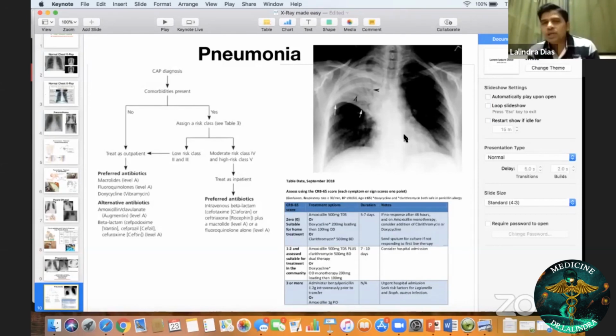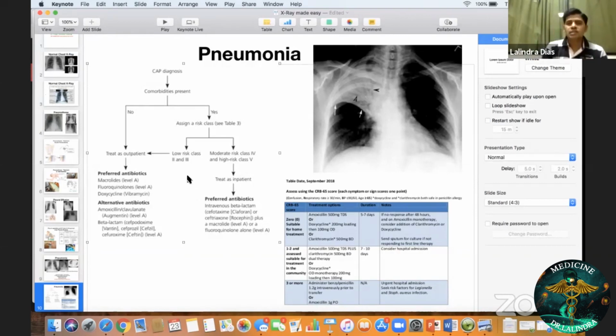So pneumonia, this is the algorithm for how you treat pneumonia. This is community acquired pneumonia. Once the diagnosis is made, you have to see whether the patient has a lot of comorbidities. If none of those things are there, you just treat as pneumonia. But if the patient has multiple past medical histories or comorbidities, then you have to assess the treatment benefit versus disadvantages. That chart also gives you the preferred antibiotics in various conditions of pneumonia.